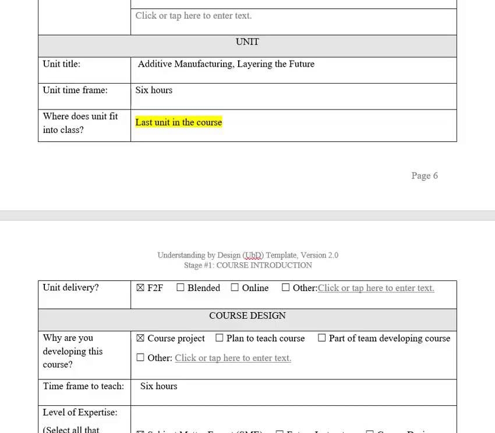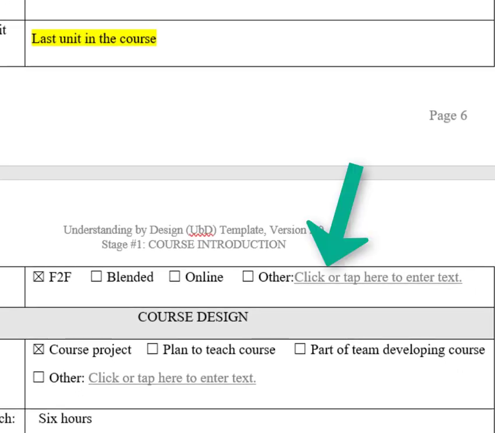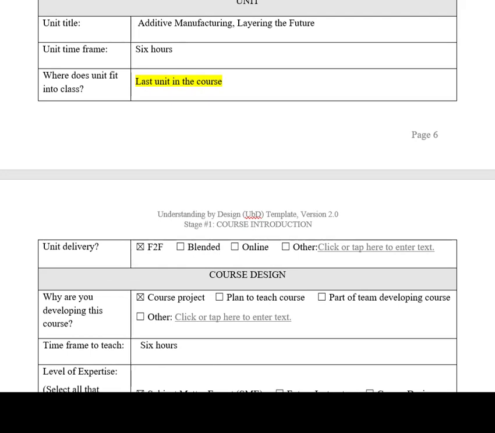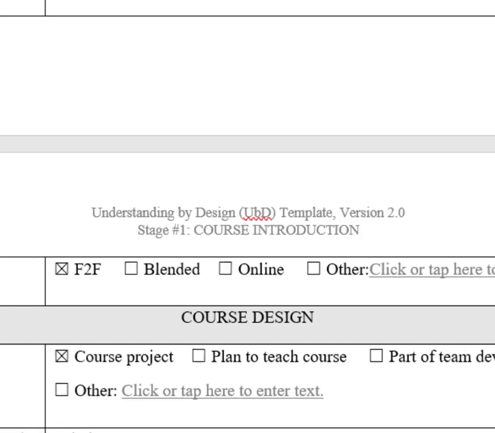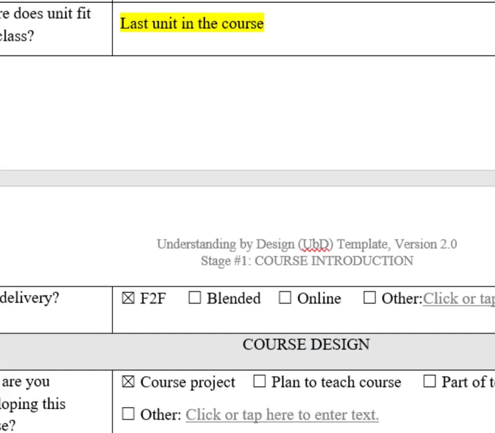Okay, next is unit delivery. This is how you're going to deliver the course. I mean, how is it going to be presented? Is it going to be face-to-face, blended, online, a combination, something else? If you say other, there's a spot here for you to put in an explanation for that. Under course design, why are you developing this course? In this case, it was course project. It could be a plan to teach the course. You could be part of a team developing the course, or other. And once again, you have a spot to include an explanation for other.